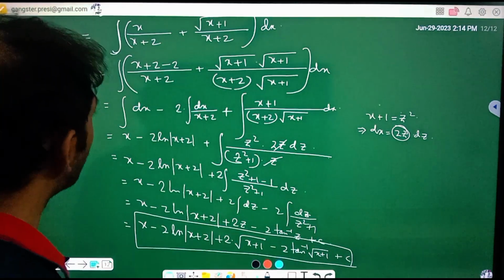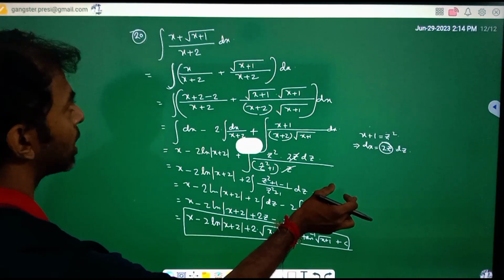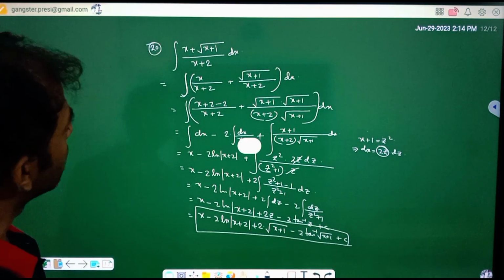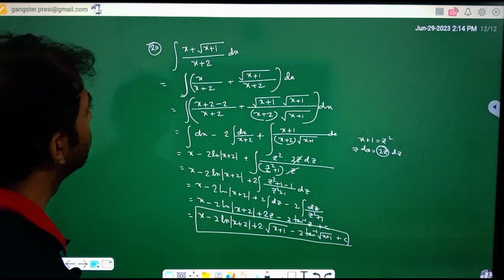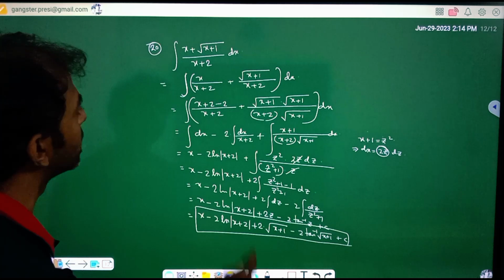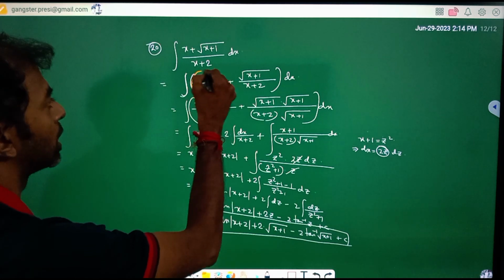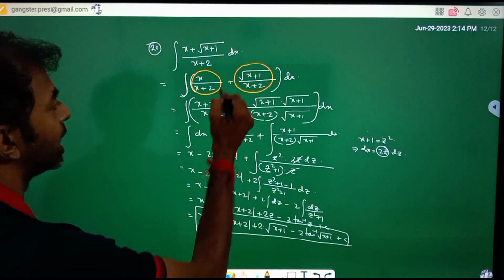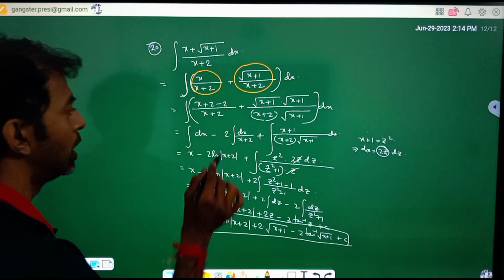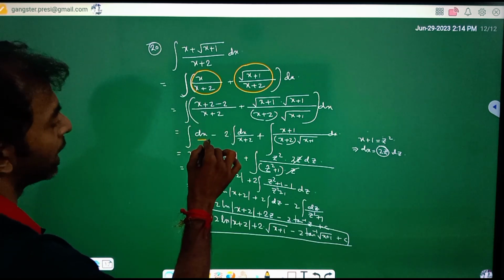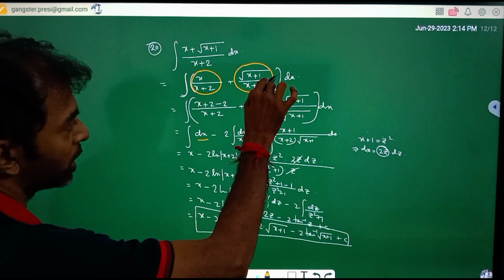Okay, for the solution of the problem, the total problem is something like this. That was a very good problem actually. First, we need to break this one, x by x plus 2. After that, root under x plus 1 by root only x plus 2. Now this one is going to be adjusted by x plus 2 minus 2, and hence the result will be dx minus 2 integration dx by x plus 2, and this one is after rationalization.